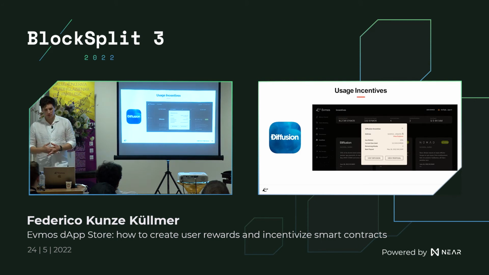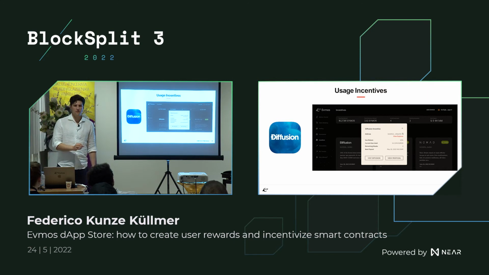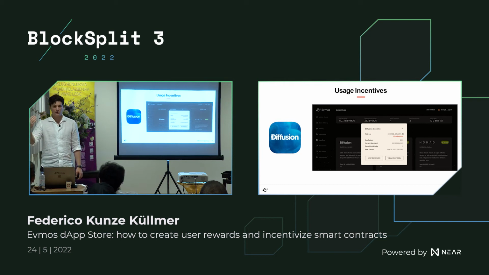Right now, the usage incentives are live, and for example, Diffusion, an AMM on Evmos, is currently incentivizing all their users that are interacting directly with their application by providing them deferred gas rebates in the form of incentives. So the more gas you spend on a smart contract, the more incentives you get. This is directly proportional to the utilization of the smart contracts that you're using.